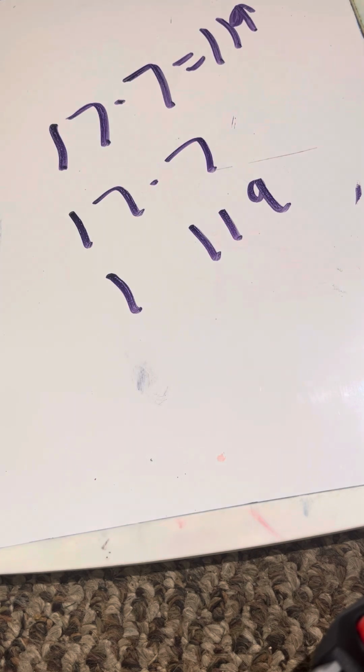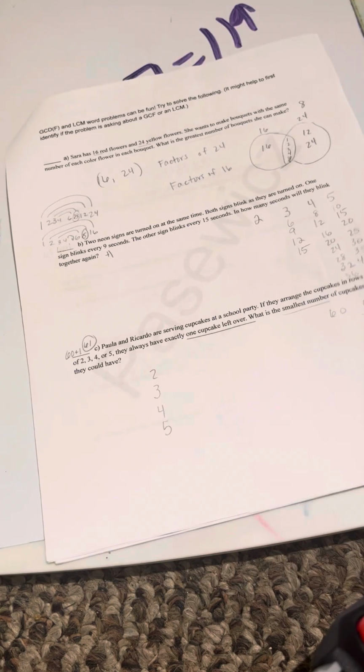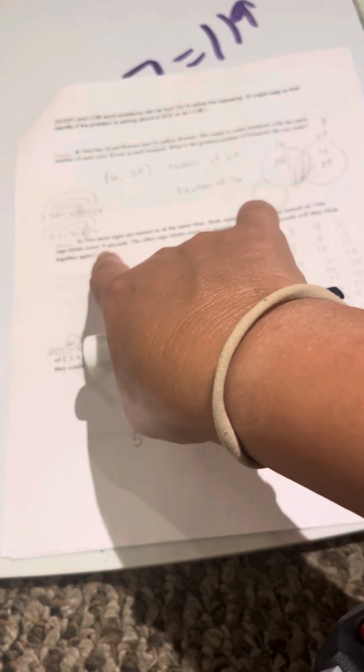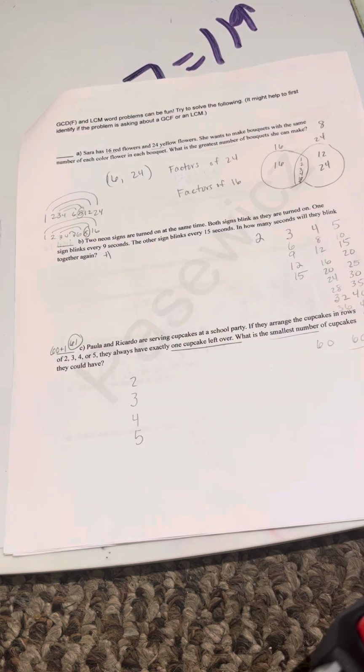Now we're supposed to write or find an example of both a greatest common and a least common. I found this one that is 2 neon signs are turned on at the same time, and the other side, oh no, that's not the one I wanted. We're talking about this one up here.